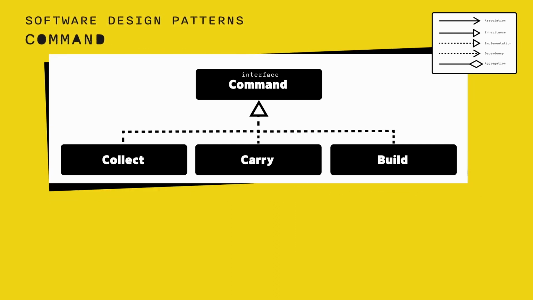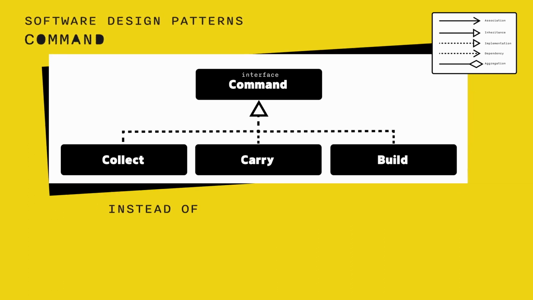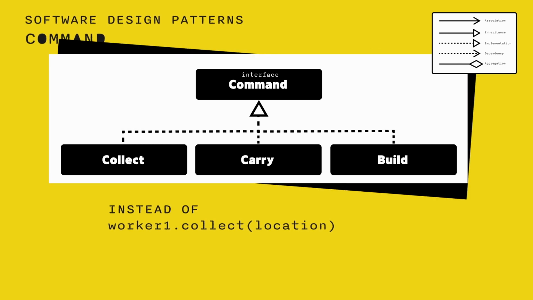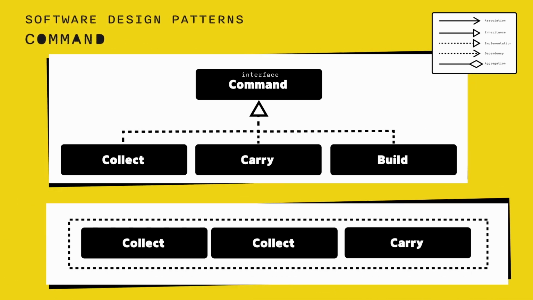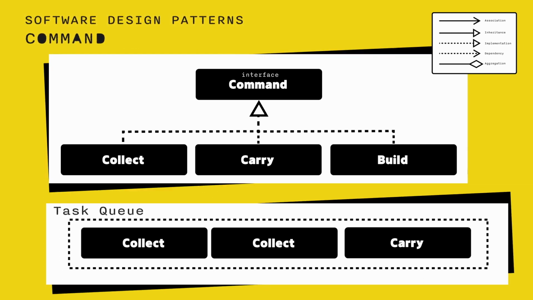To give you a concrete example, let's say you have little workers. Each worker can collect, carry, and build. Instead of calling worker1.collect, vector tree location, you would have a collect command object that you add to the worker's task queue. There are many more use cases.